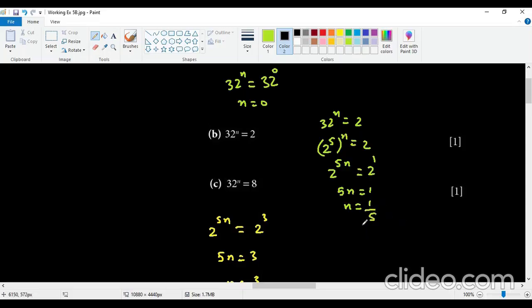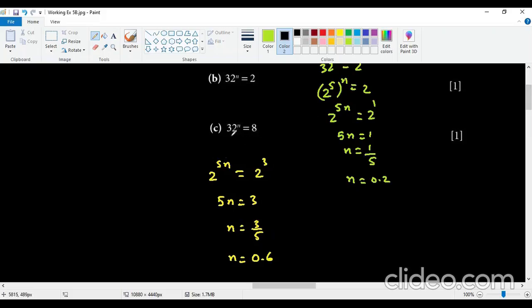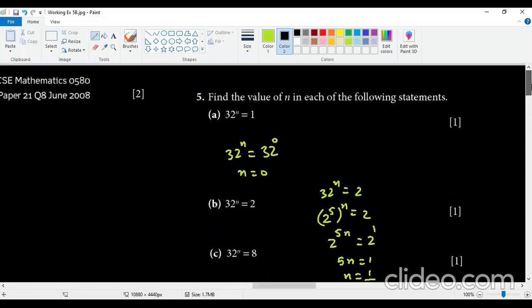Now the 1 over 5 is going to give us 0.2. So n is 0.2. For the next value, I know very well that 32 is 2 power 5n and I can write 8 as 2 cube. So when the bases are same, powers are also same. 5n equals 3 and n equals 3 over 5. So the value of n is 0.6. So you get 3 marks for solving question number 5.